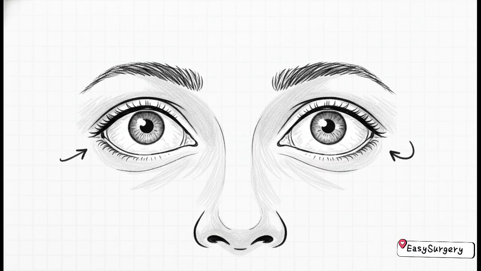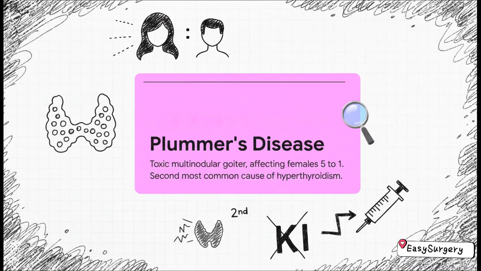And then there's Joffroy's sign, where there's no forehead wrinkling when they look up. That happens simply because the eyeballs are physically bulging out so far that their upper field of vision is naturally increased. They literally don't even need to frown to look up. Mind-blowing, isn't it?